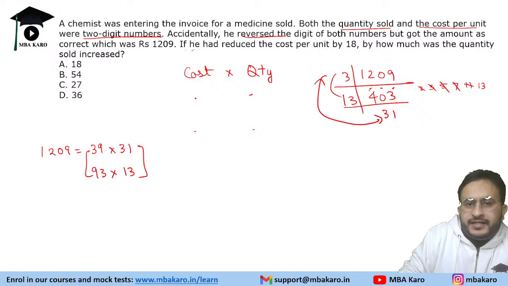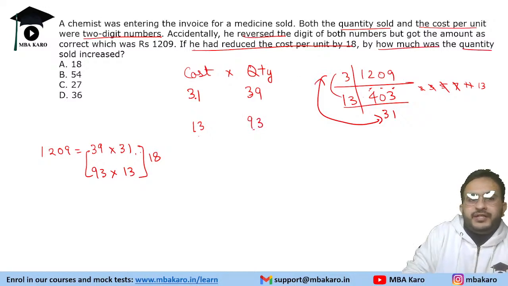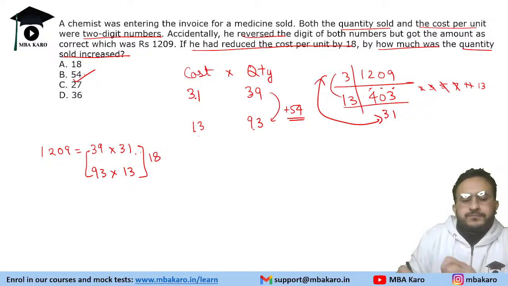if he had reduced the cost by 18 units. Where do we get the difference of 18? In this case we get the difference of 18. That means the original cost was 31. This is the reduced cost. So the quantity was 39 here and now the quantity is 93. So it is asking by how much the quantity increased. So quantity kitni increase ho gayi? There is an increase of 54 in the quantity.